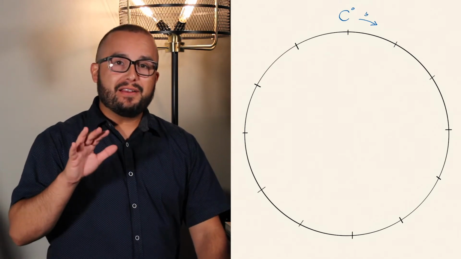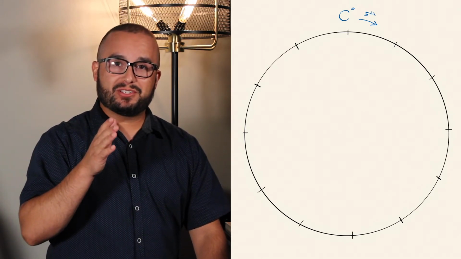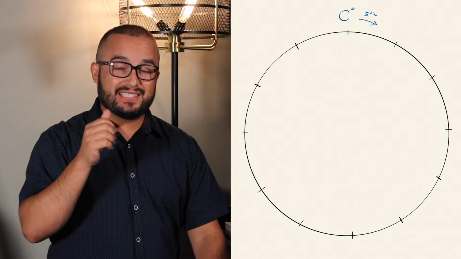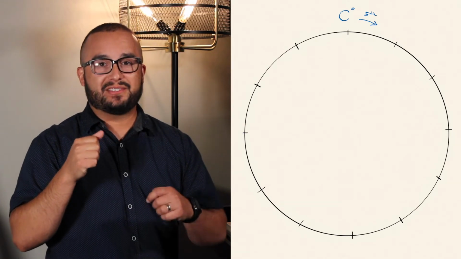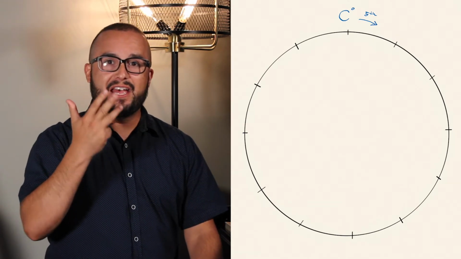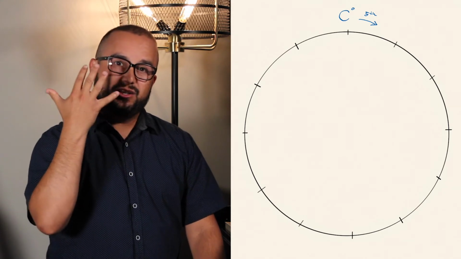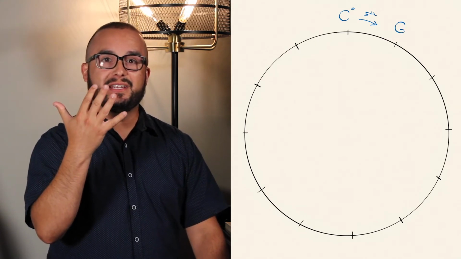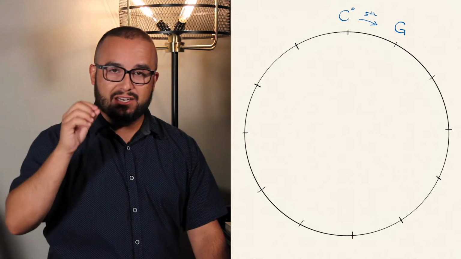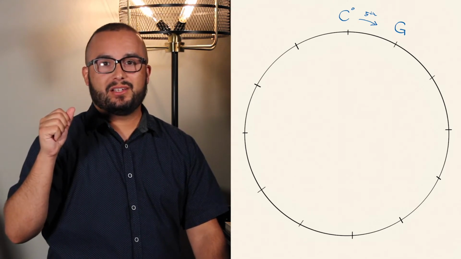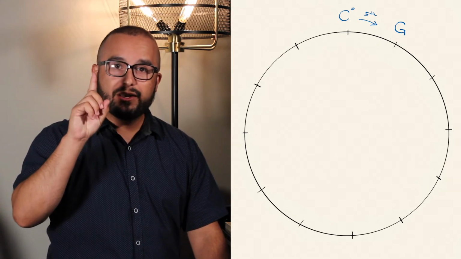If I go 5 steps inside the major scale of C, C being 1, we have C, D, E, F, G. G is going to be our next key. So I'll write G next. G is going to have 1 sharp.